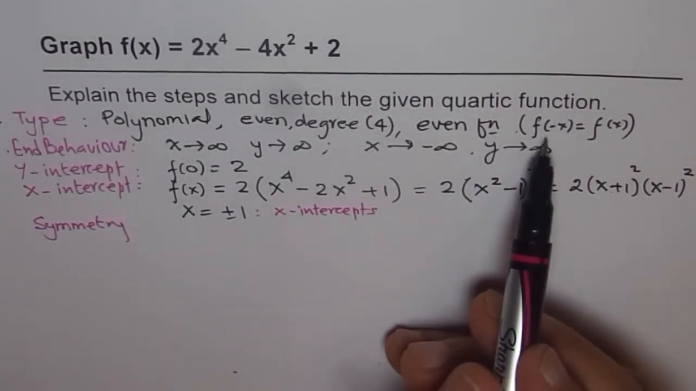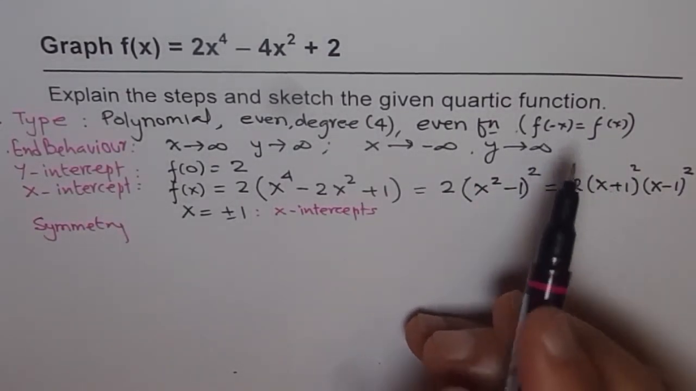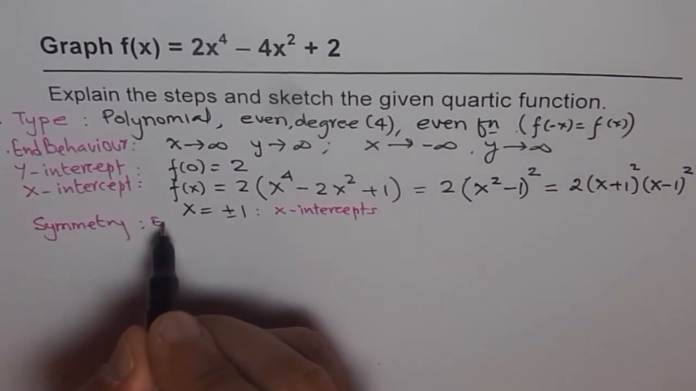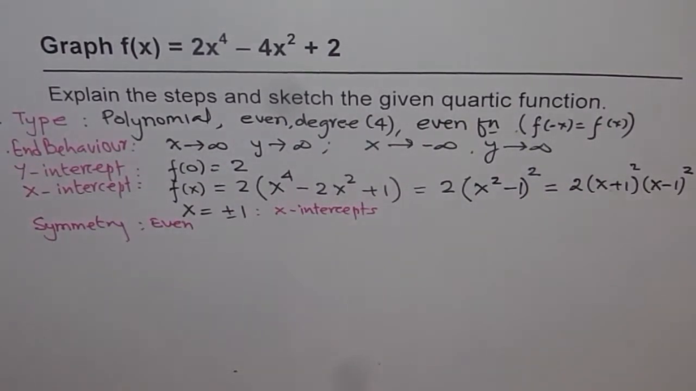As we say, it's an even function, right? That's a symmetry. So we say it's an even function. Yeah, we have already covered that part. And how about asymptotes? Now whenever we are talking about polynomials, we should not be talking about asymptotes.